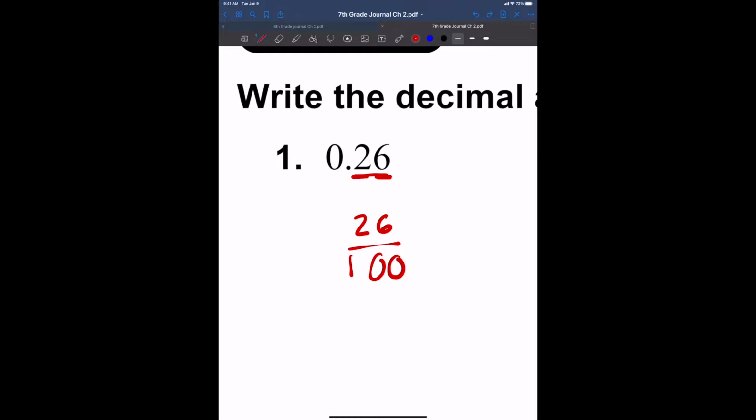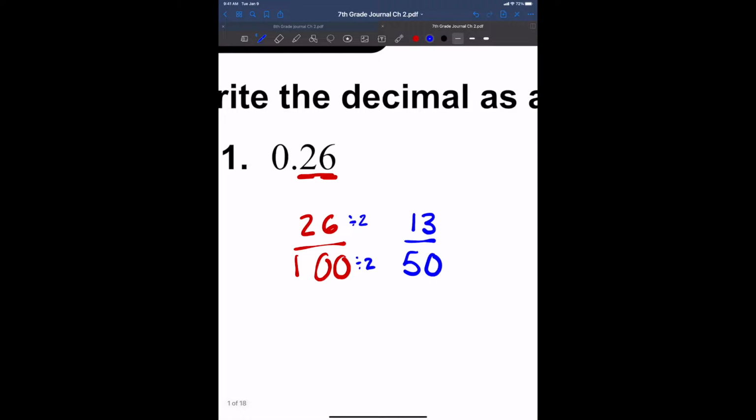Now you always need to reduce when you can. How could I reduce this one? Flora? You can divide it by 2. Good. Take out a 2 in each of these with division. What's 26 divided by 2? 13. What's 100 divided by 2? 50. And are we done? Do we have to reduce again? No. We're done because nothing times anything is 13, right? All right, so that's my final answer. Always circle your final answer, okay?